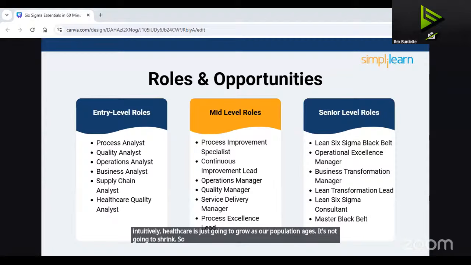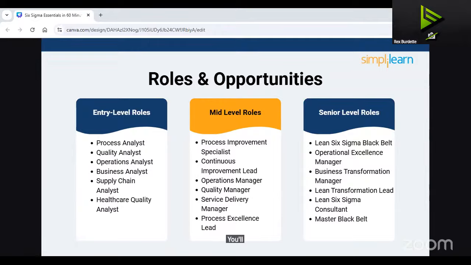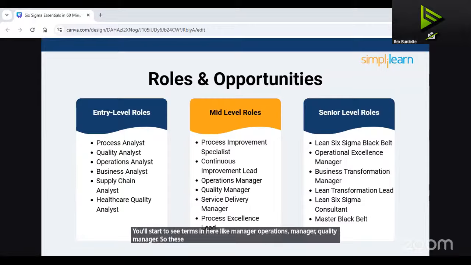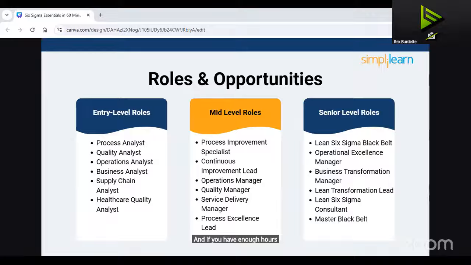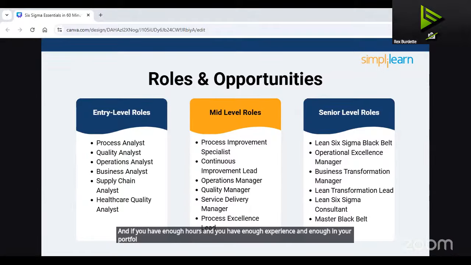So from there, depending on your proficiency and what opportunities are available, you're able to move up more into process improvement. You'll start to see terms in here like manager, operations manager, quality manager. So the titles of these certifications that you get, they qualify you for the entry level roles. They also, depending on the company, might bring you in at a mid-level role. And if you have enough hours and enough experience and enough in your portfolio to demonstrate a mastery of the subject, you can come in at a fairly senior level role with these certificates. A lot of the searches are based on, they'll say that in the requirements. I need someone who's a black belt. I need someone who's a master black belt. They'll say that.